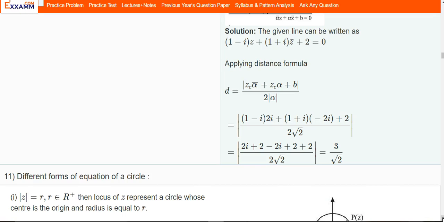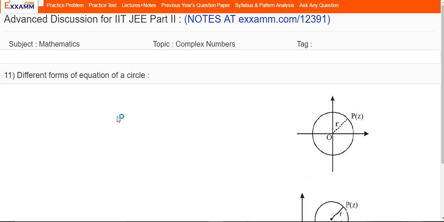Such questions don't come in JEE, but we are just doing it for the sake of understanding the concept. Now our next topic is very important. It is different forms of equation of circle. Just a small concept I wanted to explain to you.